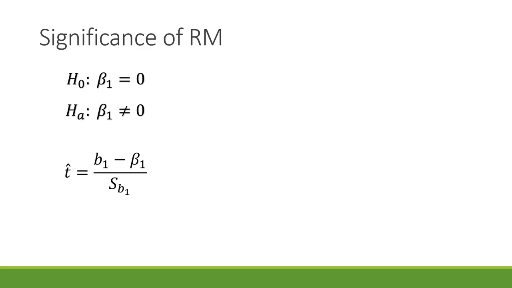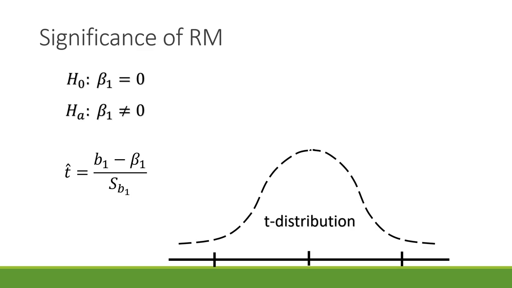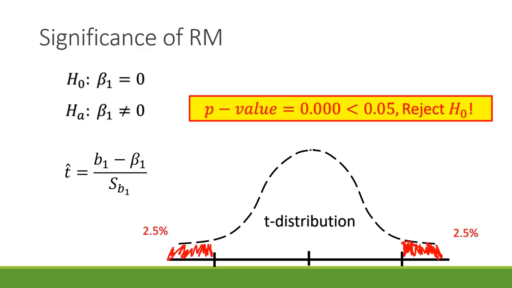Because the population standard deviation for the estimate B1 is unknown, we use a sample SD for B1 as a replacement, and hence this statistic follows a t-distribution with degrees of freedom n-2. The reason for degrees of freedom equal to n-2 is that we need x bar and y bar to compute SB1, which causes the loss of two degrees of freedom. If we can reject the null, beta 1 is not equal to 0. It is equivalent to say that the predictor RM is useful in predicting the median value of houses, and we only have a 5% chance to include RM in the model wrongly.